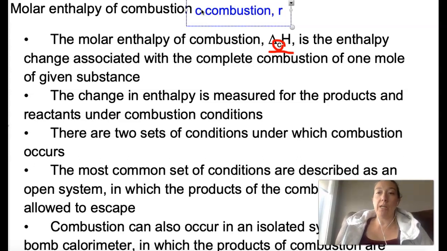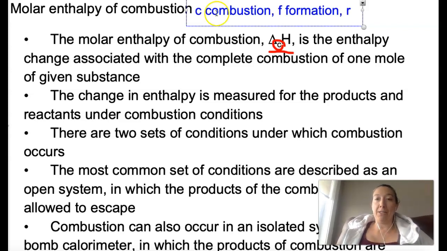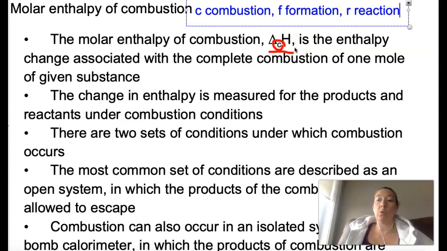We also use F for formation, and then we use R. R is basically for everything else. So anything that isn't combustion or formation, it just means reaction. You're going to notice that we often will put a little symbol there, and it's just to specify what type of reaction it was. So was it a combustion, was it a formation, or was it some other type of reaction?